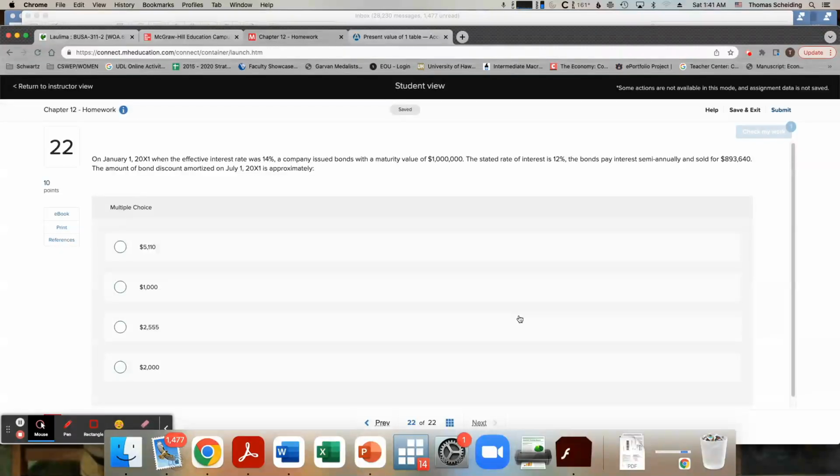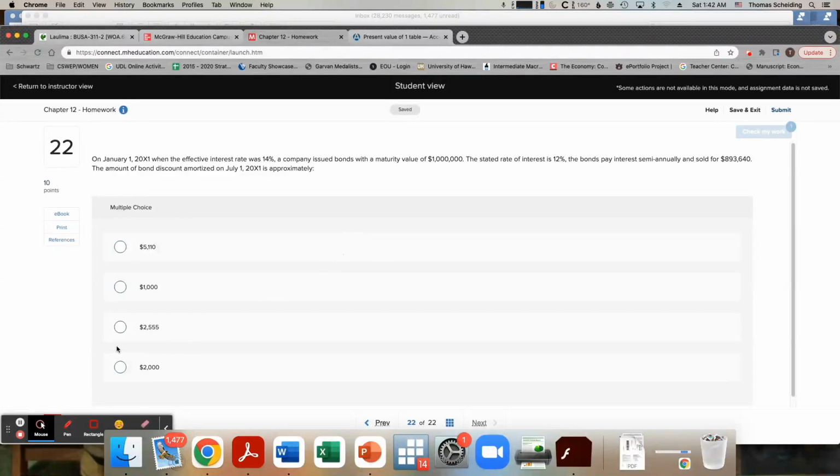And then finally, 20x1 effective interest rate 14%, issued bonds with maturity value of $1 million, the rate of interest is 12%, interest paid semi-annually, and sold for $893. Okay, so what we're going to need to do here is calculate the interest expense, take out the cash payment, and that's going to get us our discount amortization.